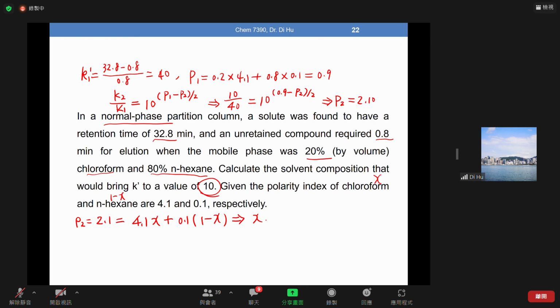Yes, very good. We got the same answer, so happy, right? So we got 50%. This is 0.5, so it means 50% chloroform and 50% N-hexane. Great. It's good that we did this exercise together, so from that you make sure you understand, right? Okay, that is very good.